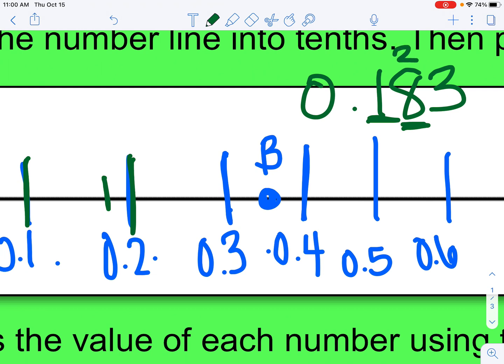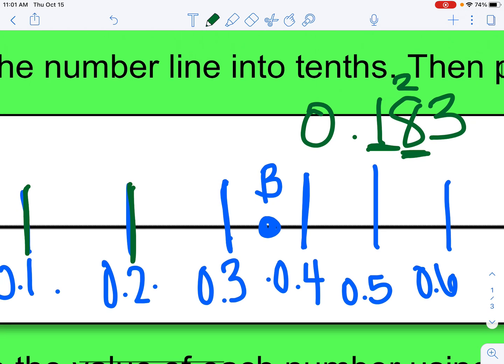If this was like a 2 here, then I would be closer over here. But it's an 8, so that tells me I'm pretty close to my 2/10. And my last number is 3 thousandths. So 3 thousandths is very, very small. So we're just going to do our best at placing our number somewhere towards the 2/10, but not quite at the 2/10.